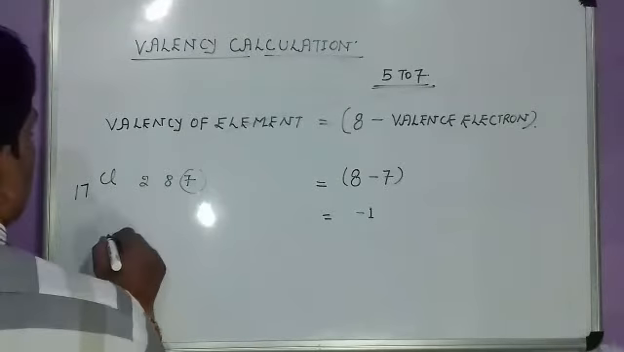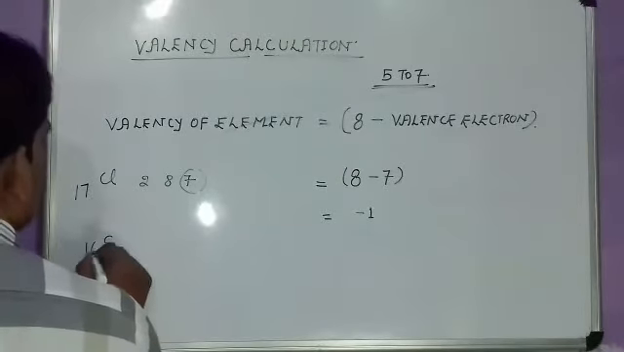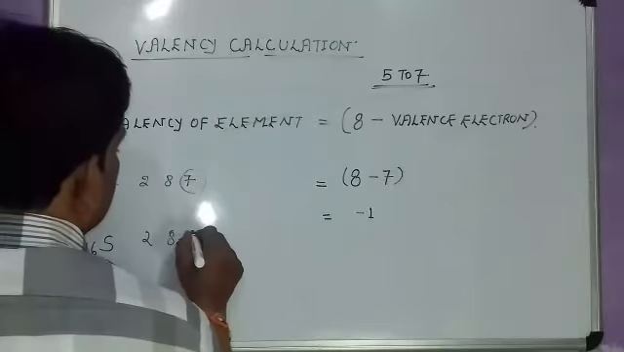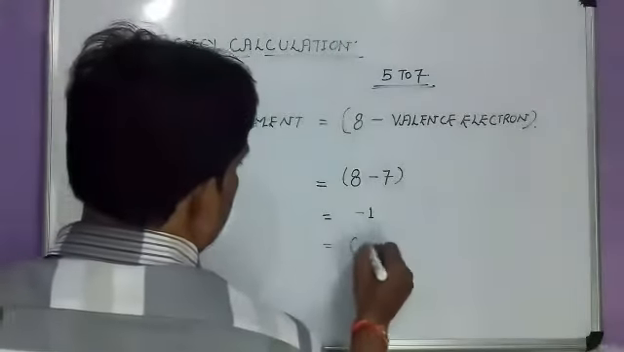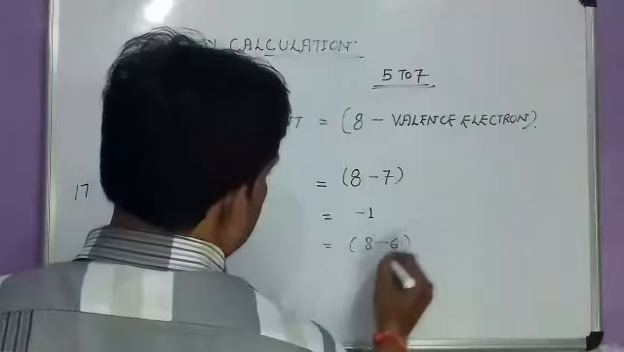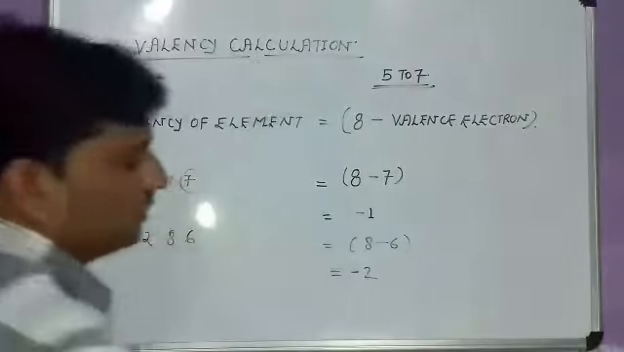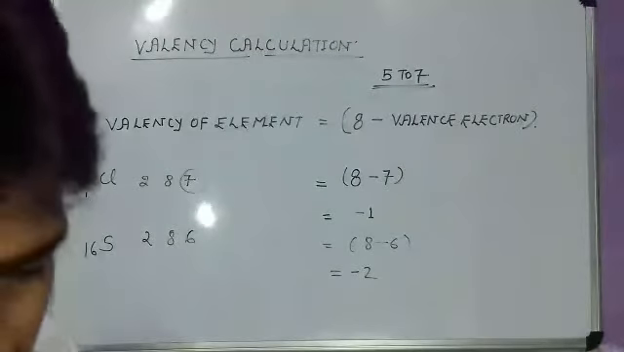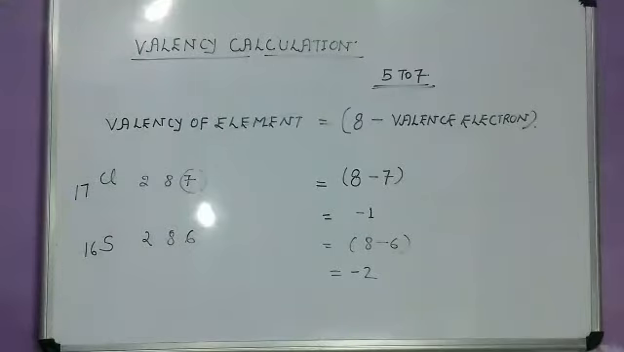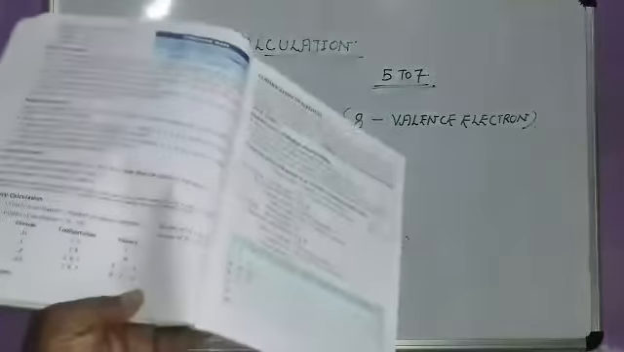And sulfur, 16: 2, 8, 6. So 8 minus 6 equals minus 2. Okay, so its valency is minus 2. Clear, student? So these are some examples.